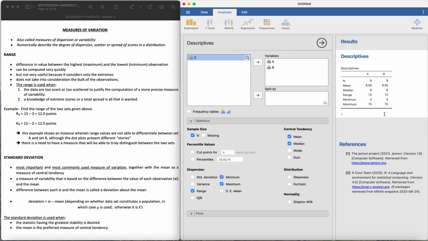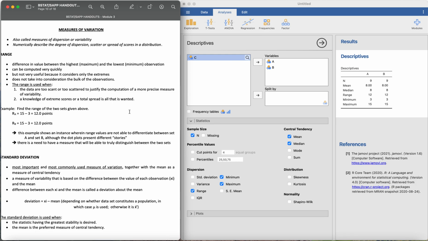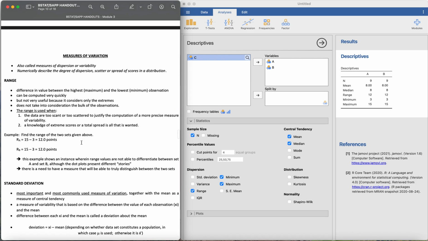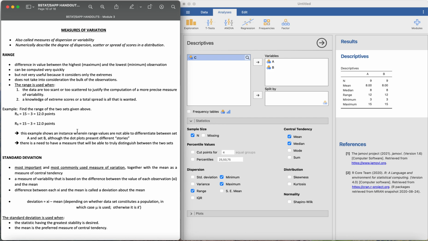Okay, so notice in this example, it shows an instance where the range values are not able to differentiate between set A and B, although the dot plots show different presentations of sets A and B. Set A is pretty scattered. Set B is pretty lumped up and clustered in between 7 and 8, which is the center of the distribution. But here the range did not give us that, the range values are still equal, so it doesn't give us anything new, since we know that the mean and median are equal already.